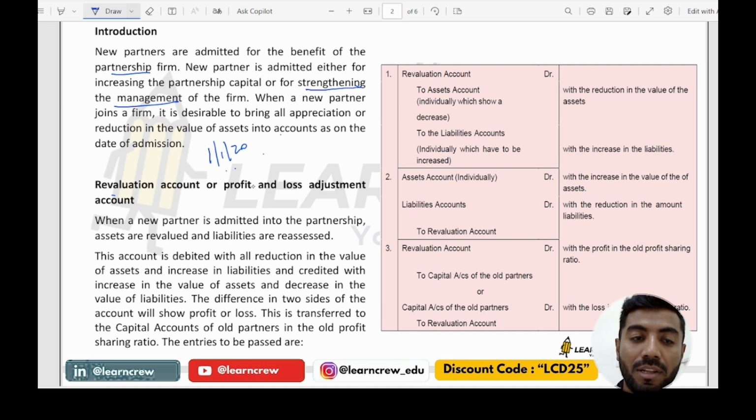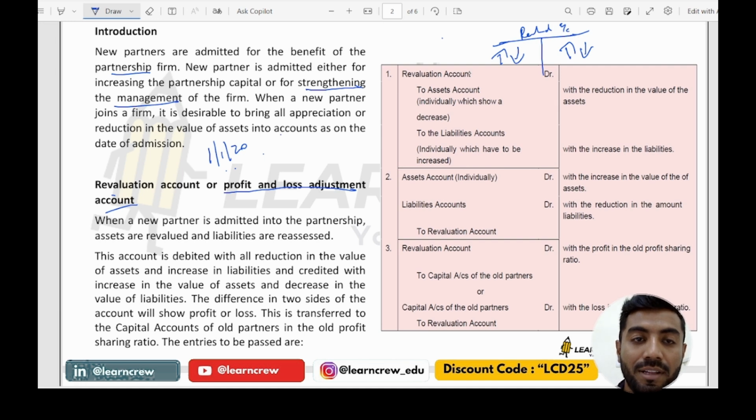Revaluation account or profit and loss adjustment. It is also known as profit and loss adjustment account. Whenever new partners are brought into partnership, assets are revalued and liabilities are reassessed. This account is debited with all reduction in the value. So basically, the format will be something like this. Revaluation account. All increase in assets will be shown here. All decrease in assets will be here. All increase in liabilities here, decrease in liability will be shown. Okay. This is how you record all the transactions here.